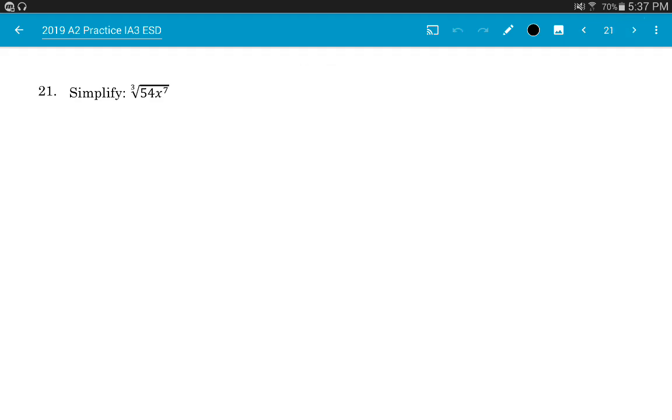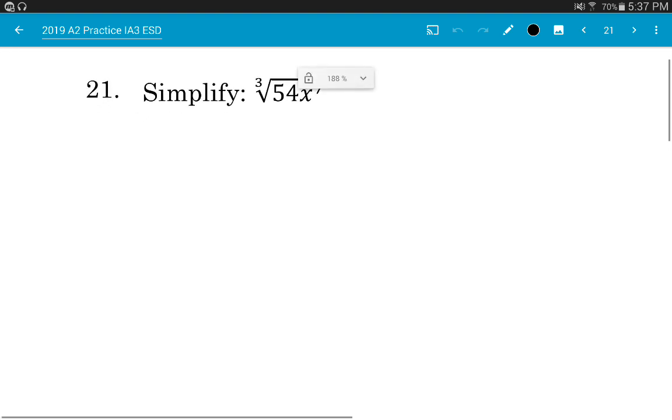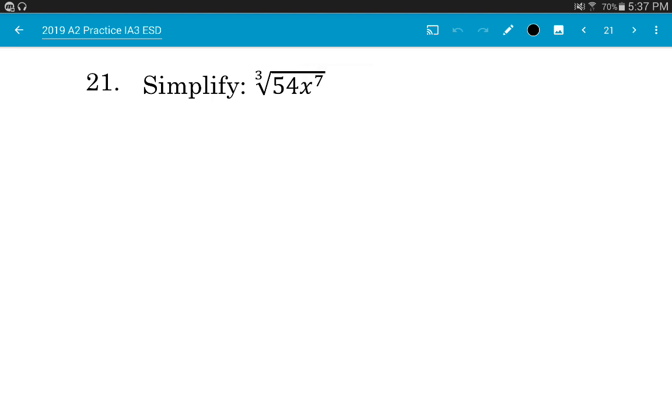Question 21. Simplify the cube root of 54x to the 7th. Now, here's the thing about cube roots. They only let out perfect cubes. That means 2 cubed equals 8. That would be fine. 3 cubed is 27. And 4 cubed is 64. I want one of those numbers to go into 54.